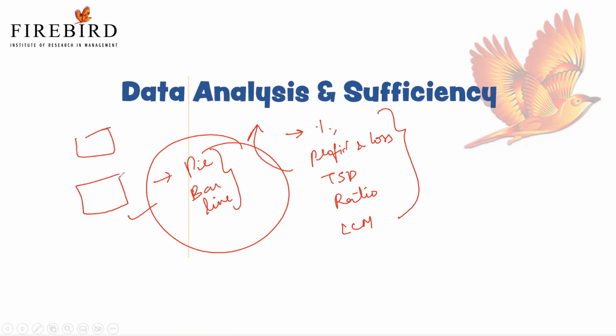In a few questions, they'll give you 2 graphs, and based on the 2 graphs, they'll ask you 5 questions. So 2 such questions were asked based on this type in September MAT 2022. So just concentrate on pie chart, bar graph and line graph.